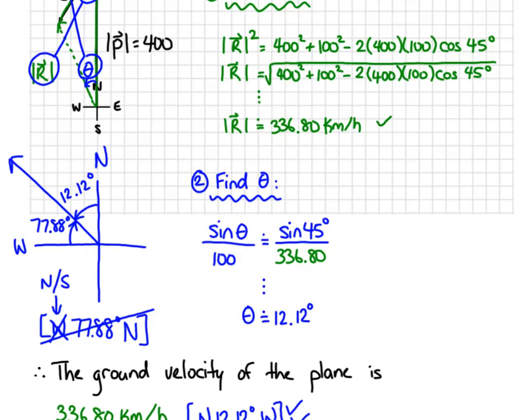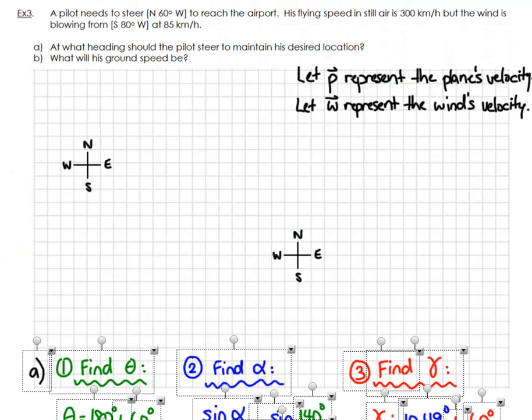Okay, so we've seen two easier examples. Let's throw a hard one at you. Okay, example number 3. A pilot needs to steer north 60 degrees west to reach an airport. So the thing is, when it says he needs to steer, it doesn't mean that that's actually where he's steering. It means that that's probably what's going to happen when he's blown off course.